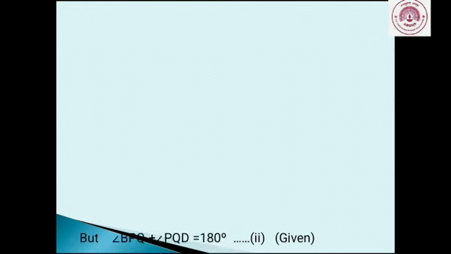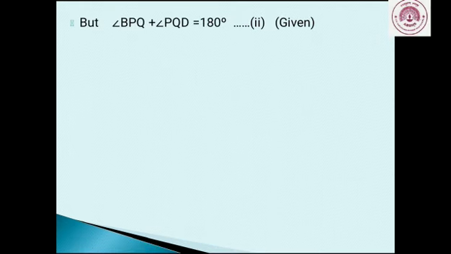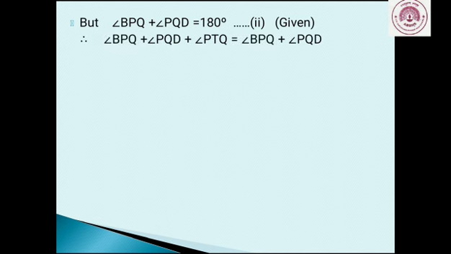But angle BPQ plus angle PQD equals 180 degrees, given. Let this be equation number 2. Now from equations 1 and 2, we can see the right hand sides of both these equations are equal. It means the left hand sides are also equal, and therefore angle BPQ plus angle PQD plus angle PTQ equals angle BPQ plus angle PQD.